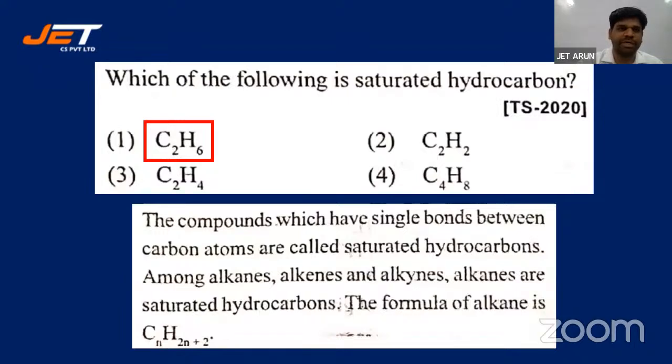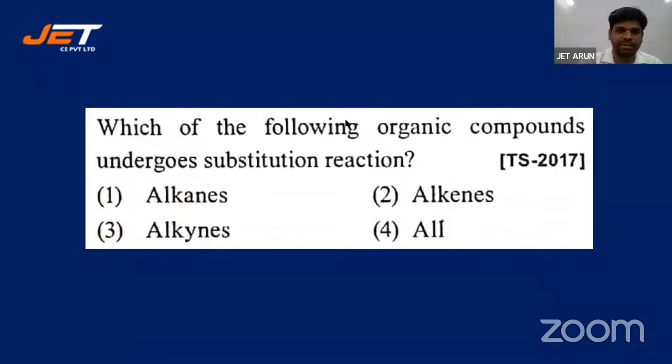Okay, same statement. I would like to read the statement. The compounds which have single bonds between carbon atoms are called saturated hydrocarbons. Among alkanes, alkenes, and alkynes, alkanes are saturated hydrocarbons. The formula of alkane is CnH2n plus 2. C2H6 is the one out of these four options. All right, let's go for the next one.